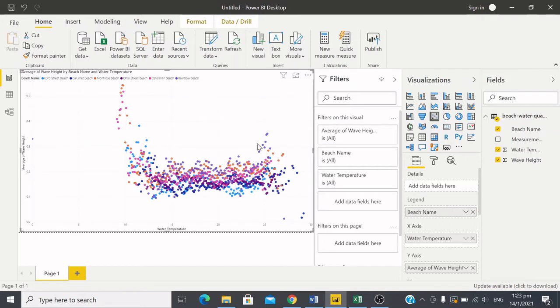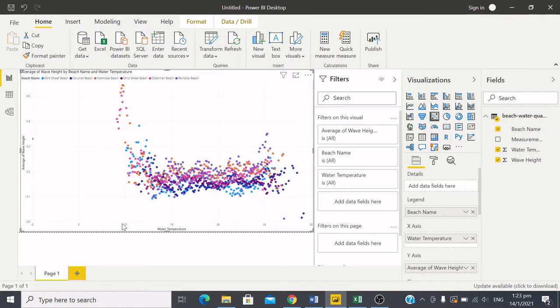Now we see a very different view here. We get a scatter plot of various colors. There are the beach names here: 63rd Street Beach, Calumet Beach, I think, Montrose Beach, and so on. So we see a nice scatter plot of all the different points of the wave height with respect to the temperature here.